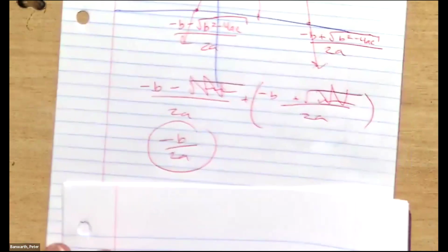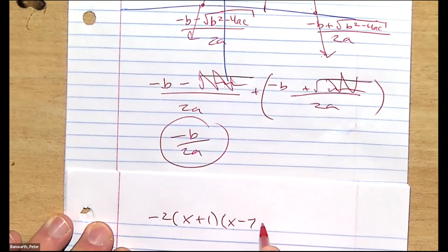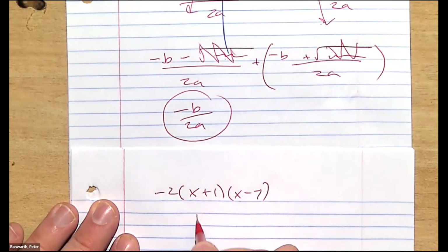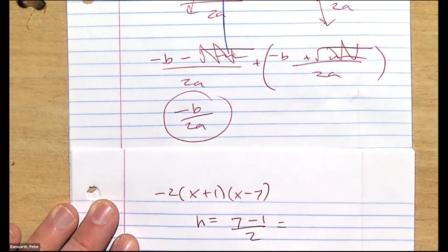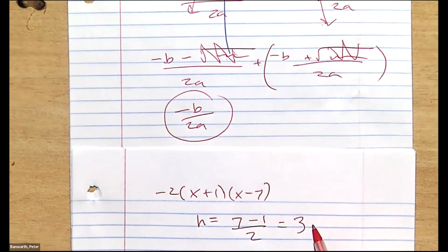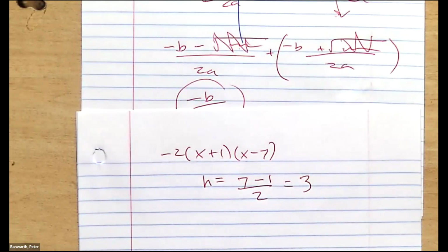If I want to go from factored form and I have (x plus 1)(x minus 7), then h should be the average of those two numbers, right? 7 plus negative 1, 7 minus 1, over 2. What's 7 minus 1 over 2? 3. And what was the x-coordinate? It's 3. So it's actually really easy to go from one to another, as long as you think about what it means to be in the middle, which is to average. All right.